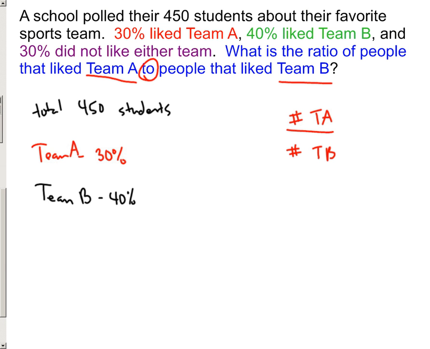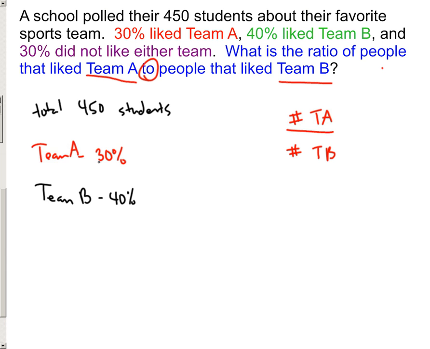We need to get these numbers here. Do not do this. It does not mean 30 to 40. Is this a number? No, this is a percent right here. That's a 30%. This is a 40%. I want to know the ratio of people, not percent, the ratio of people. How many people of 450 students like Team A? If I could answer that question, how many people like Team A, I'd be okay.